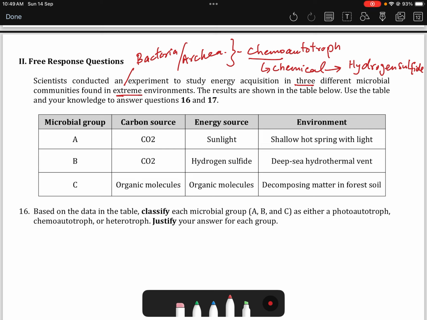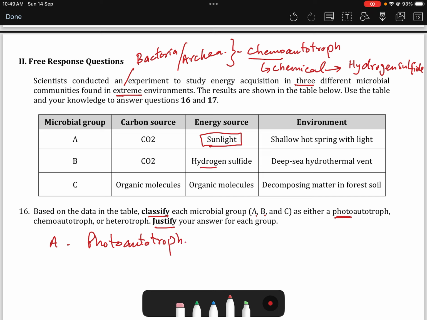Okay. Based on the data in the table, classify the microbial groups A, B, C as either phototroph, chemotroph or heterotroph, and justify your answer. So A uses sunlight, so it is what? It's an autotroph. But they don't want only autotroph, they want you what? Photoautotroph. So A, photoautotroph. And you can say that since it is using sunlight to make energy.